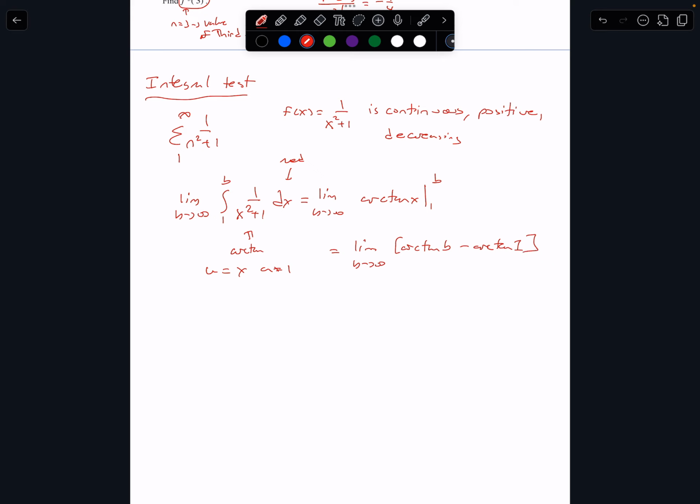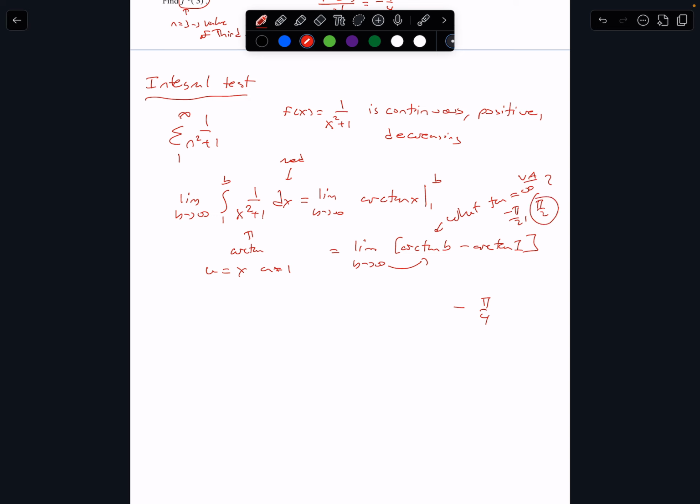Now, I already know that the arctangent of 1 is just pi over 4. But as we let b go to infinity, this is saying: where is tangent equal to infinity? In other words, where is tangent undefined? I'm looking for a vertical asymptote. Where does tangent have vertical asymptotes? The only two options I have are negative pi over 2 and pi over 2, because those are the restrictions for tangent. We pick pi over 2 because we want positive.